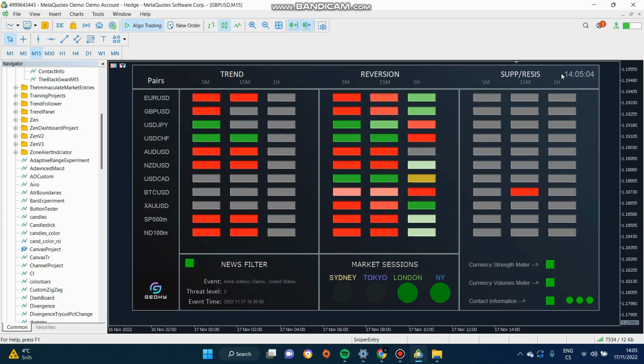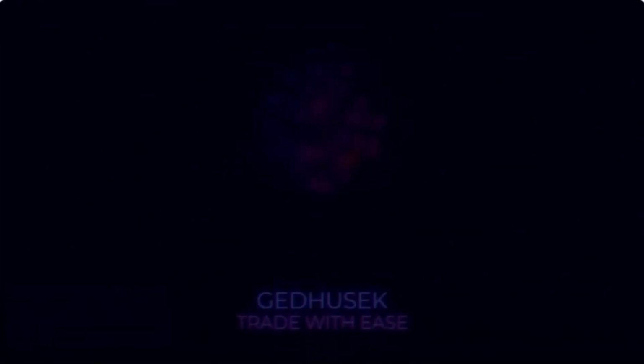Today I am going to talk about the SWAN trading panel, the tool that I have been developing for the past 6 months. I am going to show you all of its features and tell you how to use it.